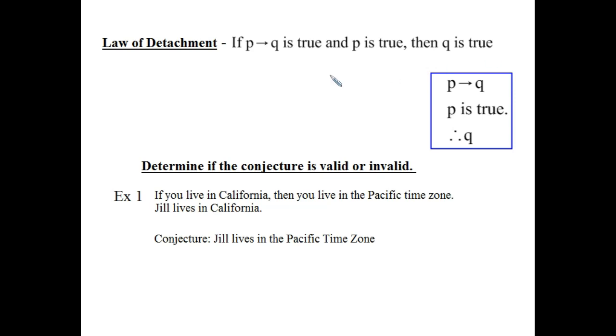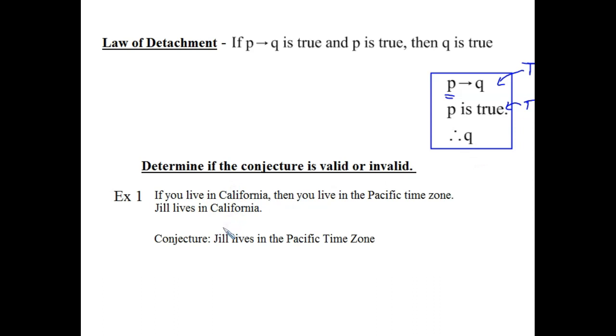Now, that's really complicated when we write it in that way, but basically we have some if-then statement, P implies Q, and then we meet the hypothesis. So it's very important that the if-then statement is true, and once we know that, if we have a true hypothesis, then we can make the conclusion that we know Q to be true. So let's look at an example of that.